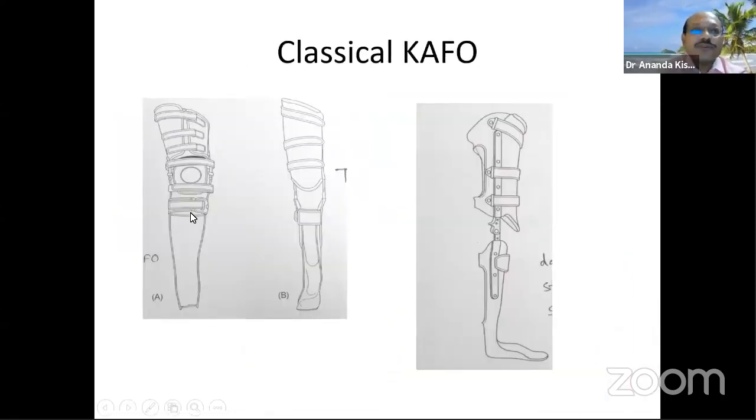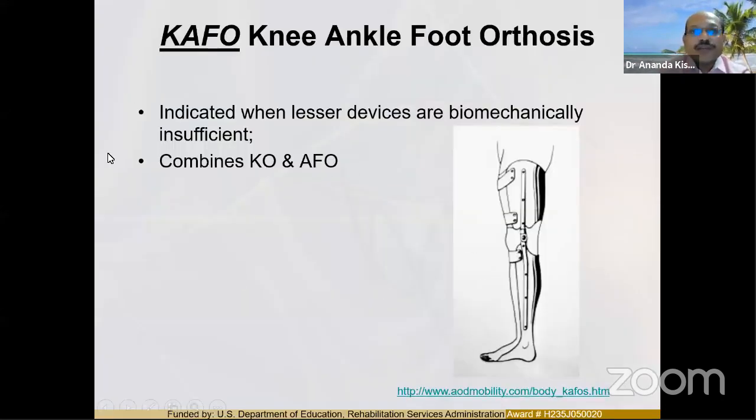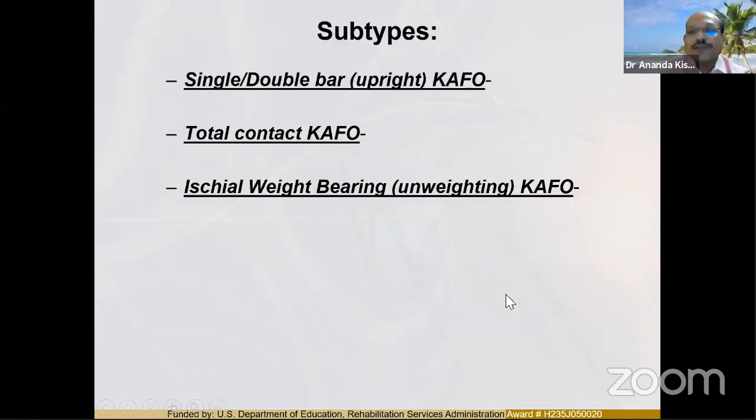Now the classical KAFO, you can see it. This is the side bar. There is a cuff band. There is an anterior knee pad. There is a thigh corset. You can see the thigh corset, and this thigh corset may have an ischial weight bearing arrangement, that is a weight bearing KAFO. And there is a knee joint, and at the lower part there is an ankle joint with a boot. So these are the parts: the side bar, knee joint, ankle joint, thigh bar, thigh corset, thigh band and the cuff band, with or without the boot.